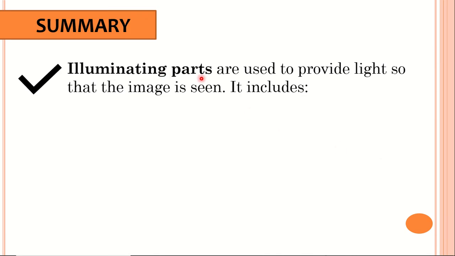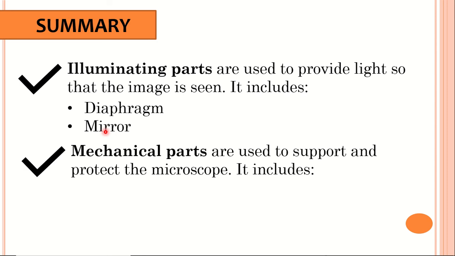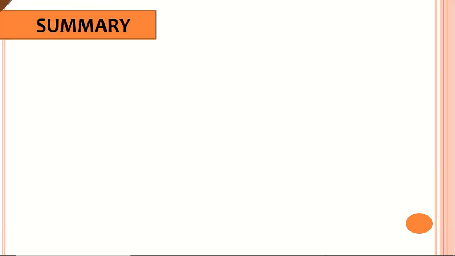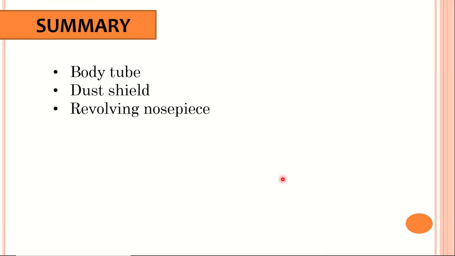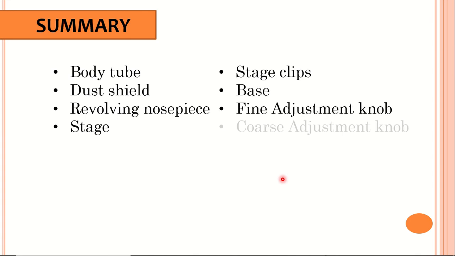Next, illuminating parts are used to provide light so that the image is seen. It includes diaphragm and mirror. Mechanical parts are used to support and protect the microscope. It includes body tube, dust shield, revolving nosepiece, stage, stage clips, base, fine adjustment knob, coarse adjustment knob, and arm.